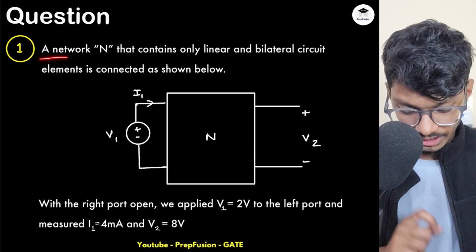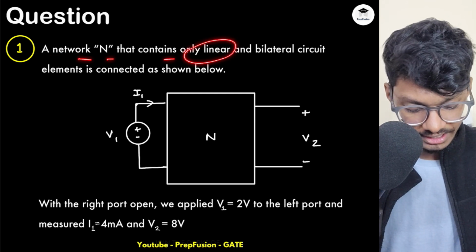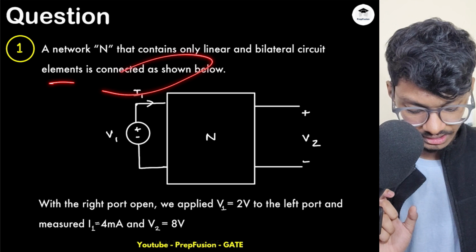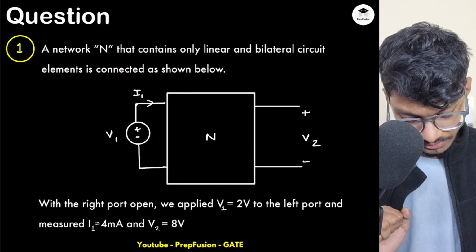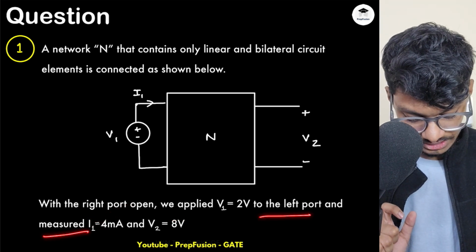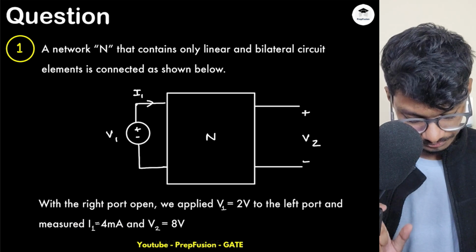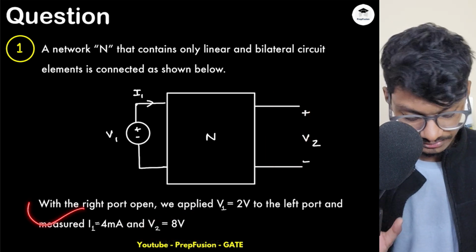Here, a network N that contains only linear and bilateral circuit elements is connected as shown here. With the right port open, we apply V1 equals 2 volts to the left port and measure I1 equals 4 milliamperes and V2 equals 8 volts. So this right port is open, and we measure these things.